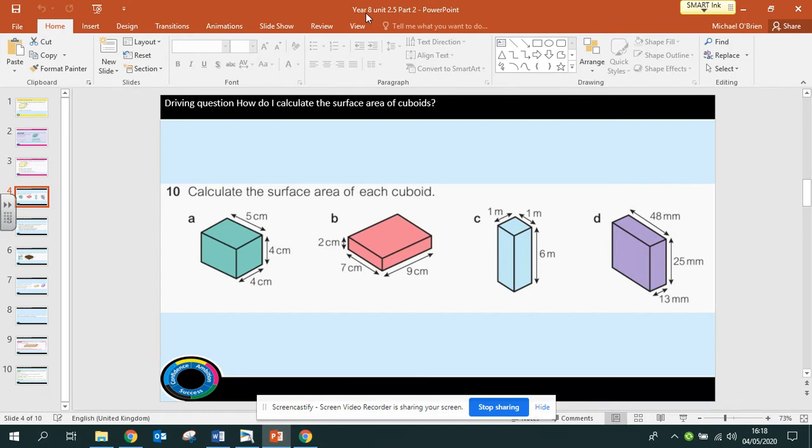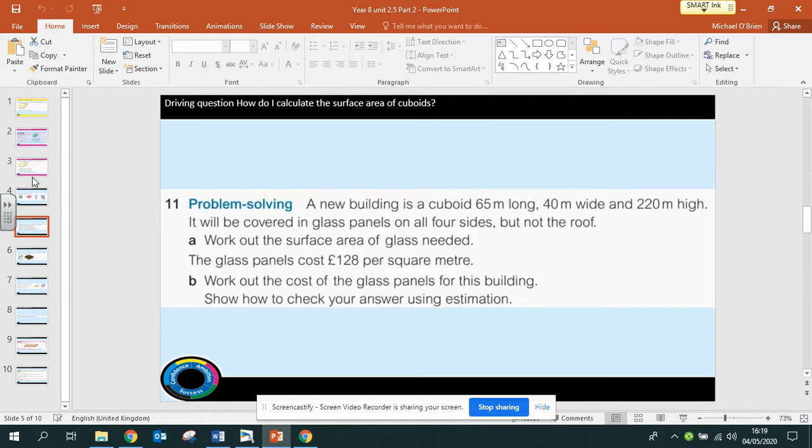Okay, so hope you're back. Problem solving. Let's have a look at this. A new building is a cuboid 65 metres long by 40 metres wide by 220 metres high. That is a really, really, really tall building.